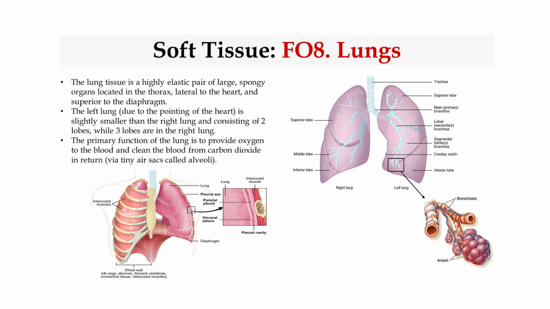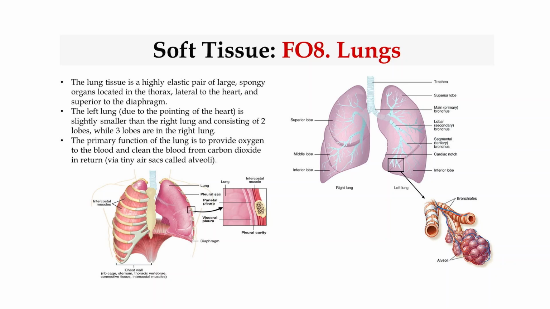From an anatomical standpoint, you're looking at intercostal muscles at the very top, which form part of your ribs. Then there is a chest wall. These are the different soft tissues which are present. The chest wall has different segments such as the rib cage, sternum, thoracic vertebrae, connective tissue, and intercostal muscles. These are all part of the chest wall.